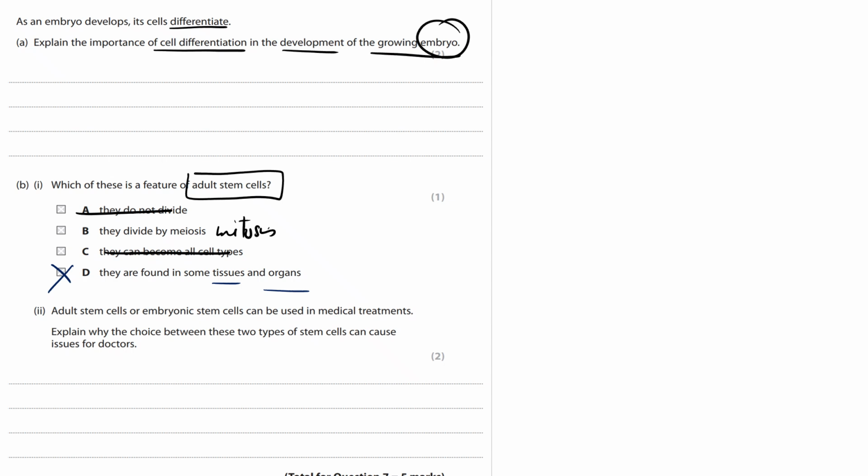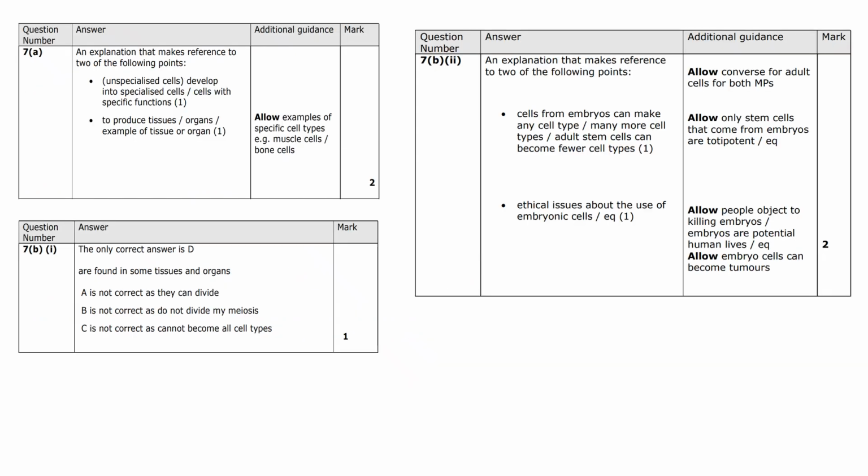Amazing. Then the adult stem cells or embryonic stem cells can be used in medical treatments. Explain why the choice between these 2 types of stem cells can cause issues for doctors. So you're looking at the things I was talking about at the end, so like the drawbacks, killing embryos being unethical, immunorejection, and so on and so forth. And here is the mark scheme. So if you said cells, specialized cells, or cells with specific function, you get a mark. Tissues, organs, if you even pinpoint, like what I was talking about, neurons, you get a mark.